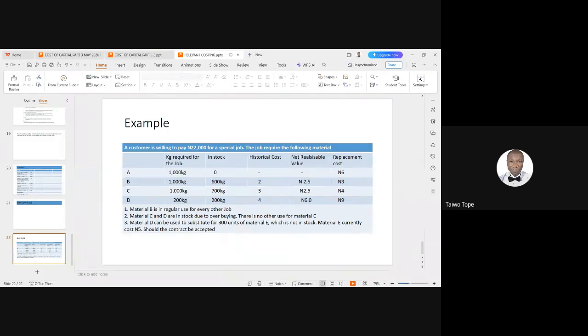Material C and D. Material C and D are in stock due to overbuying. It means you have too much of them in your store because you didn't plan how to buy. You're just buying. So there is no other use for material C. What will happen here?